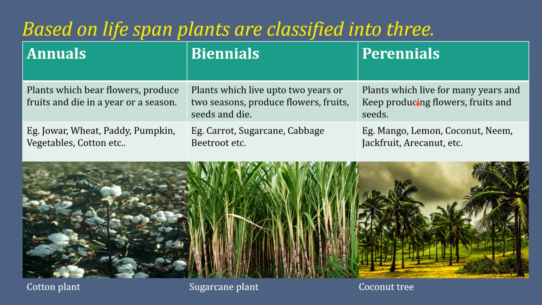Perennials are the plants which live for many years and keep producing flowers, fruits and seeds. Mango, lemon, coconut, neem, jackfruit and arecanut. See, this is a coconut tree. It lives for many years and it will keep on giving the fruits for us.